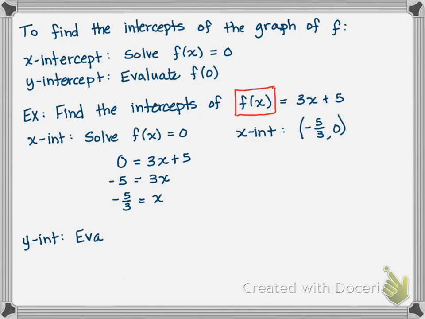So we evaluate f of 0. So f of 0 equals 3 times 0 plus 5.